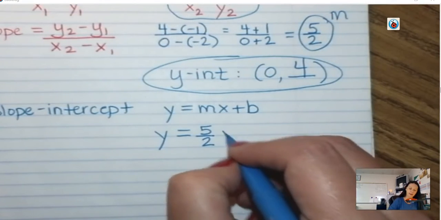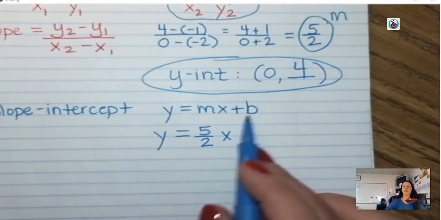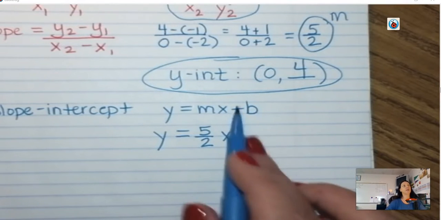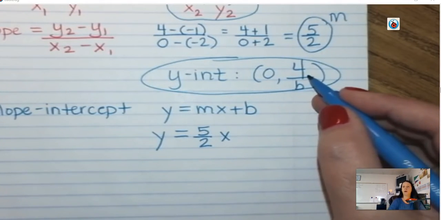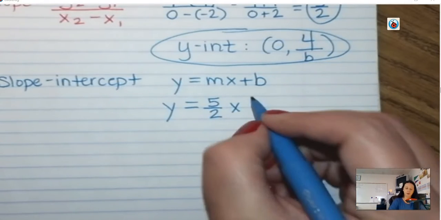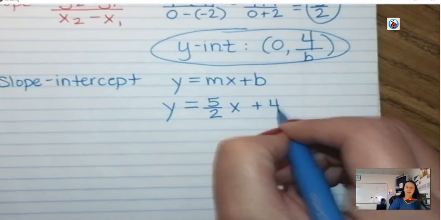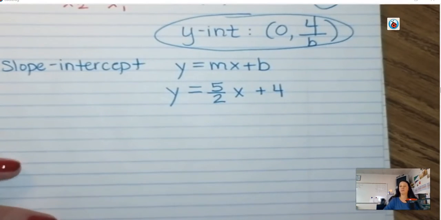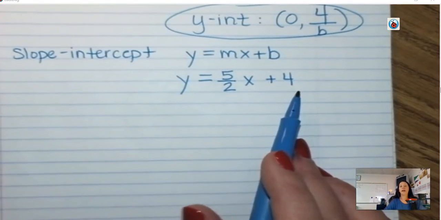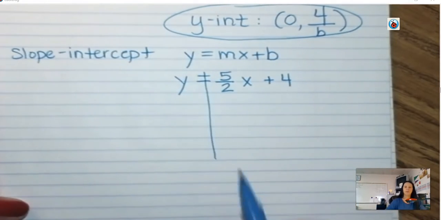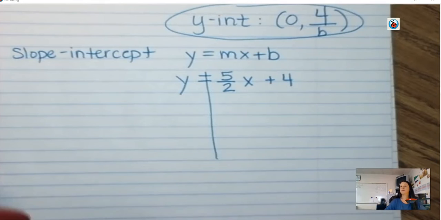We always put the x next. And then we ended up with the y-intercept. That's your b value. The b value is 4. It's a positive 4, so I have to put a plus sign. If it was a minus, then it'd be the subtraction. So now it's in slope-intercept form. From here, I have to put it into standard form. So that's where I get the x and the y on the same side.